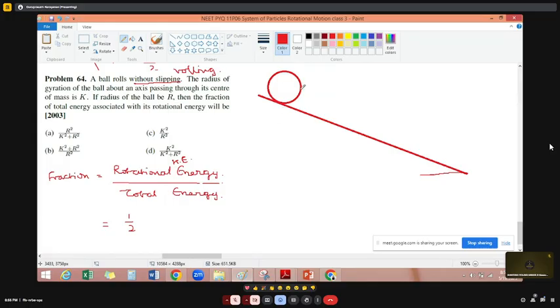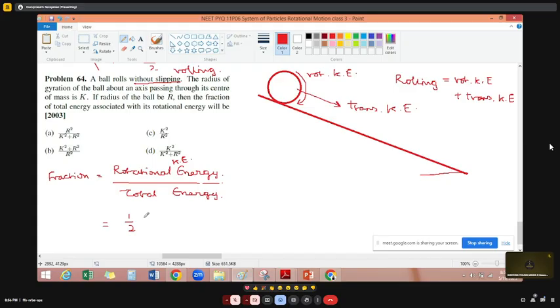Okay, so the interesting thing about rolling is it is moving forward, which means it has translational kinetic energy. And rolling means you know that it will also roll like your wheel. That means this is called rotational kinetic energy. That means in rolling you have both translational and rotational kinetic energy. So this is the basics in rolling. Very easy ones only, nothing very difficult.